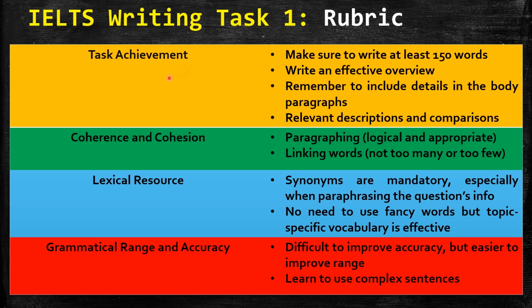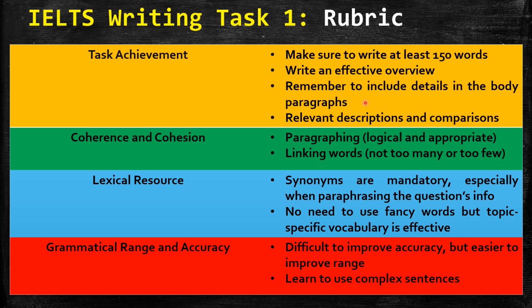Before wrapping up, I would like to draw your attention to the rubric or the marking criteria of writing task 1. There are 4 marking criteria or marking elements. These are task achievement, coherence and cohesion, lexical resource, and grammatical range and accuracy. So task achievement is how well you have answered the question. Make sure to write at least 150 words. Write an effective overview. Remember to include details in the body paragraphs, okay?